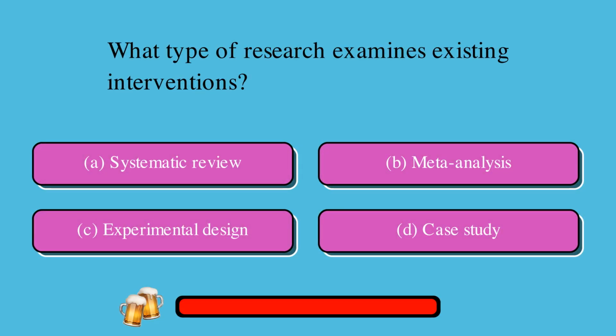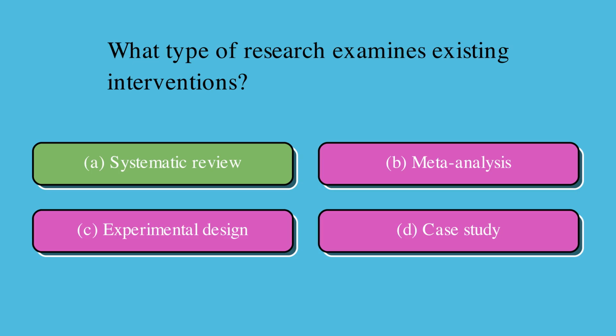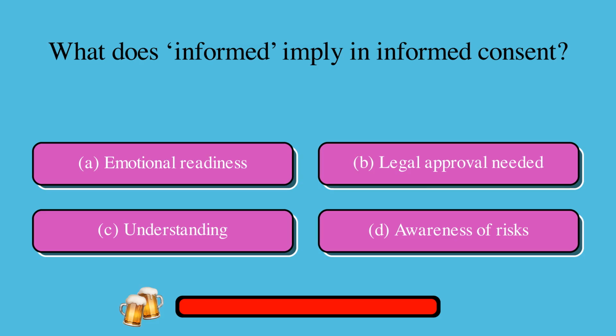What type of research examines existing interventions? A. Systematic review, or B. Meta-analysis, or C. Experimental design, or D. Case study? The correct answer is A. Systematic review. What does informed imply in informed consent? A. Emotional readiness, or B. Legal approval needed, or C. Understanding, or D. Awareness of risks? The correct answer is C, understanding.